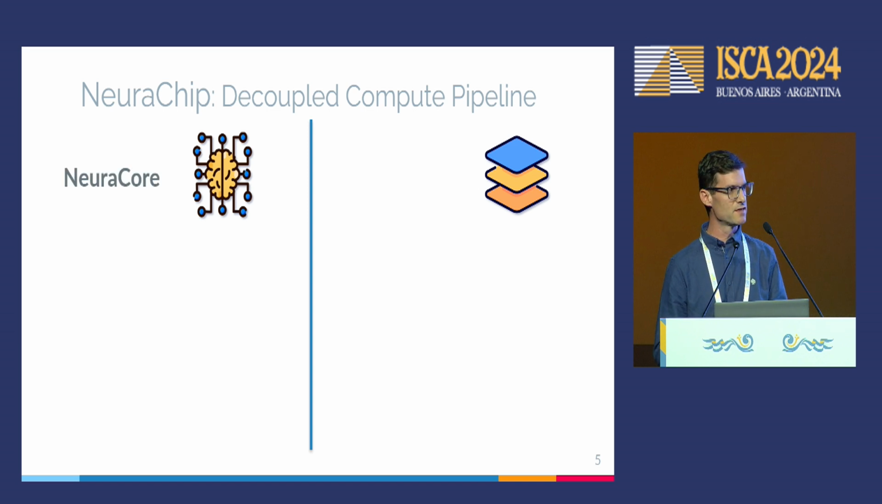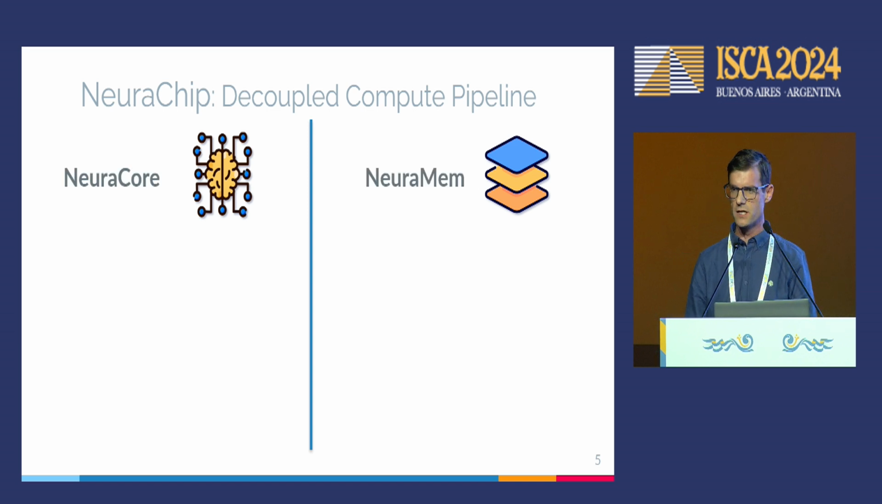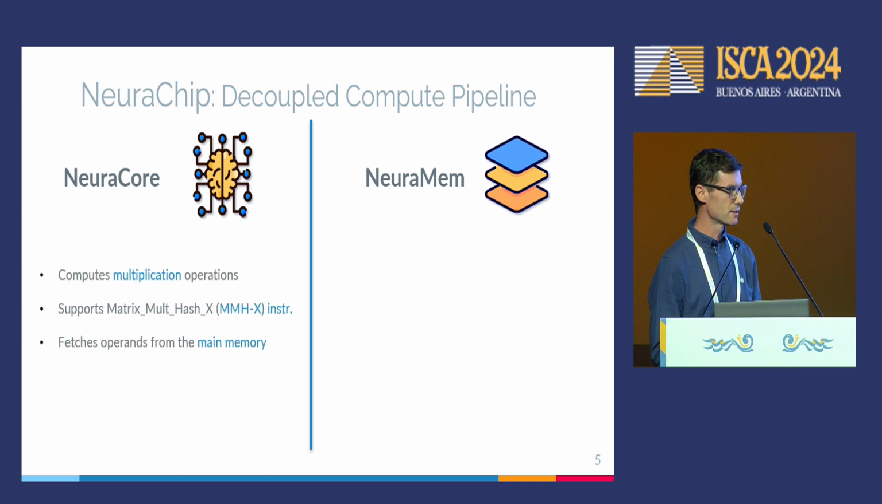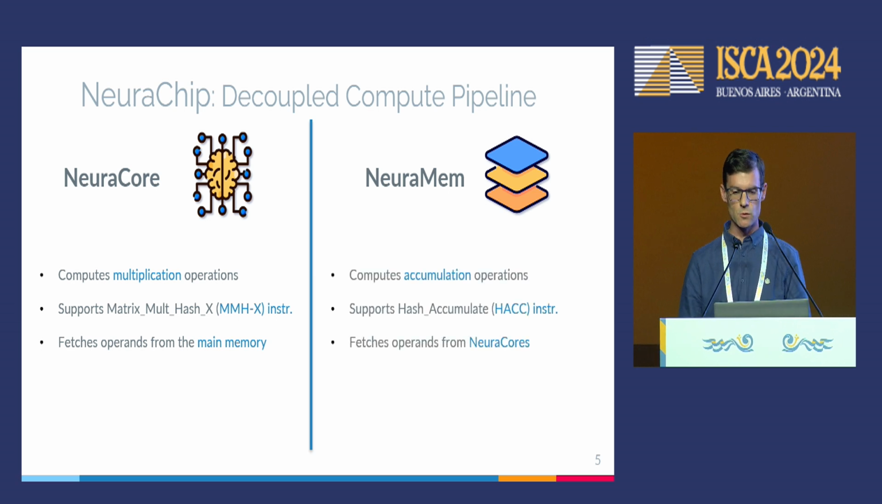At a very high level, NeuraChip is composed of two engines: NeuraCores and NeuraMems. NeuraCores, in addition to other kinds of operations, support matrix multiplications in the sense that they compute multiplications. They fetch operands from main memory. NeuraMems compute the accumulations and support a special instruction called hash accumulate, or HACC for short, and fetch operands from NeuraCores.